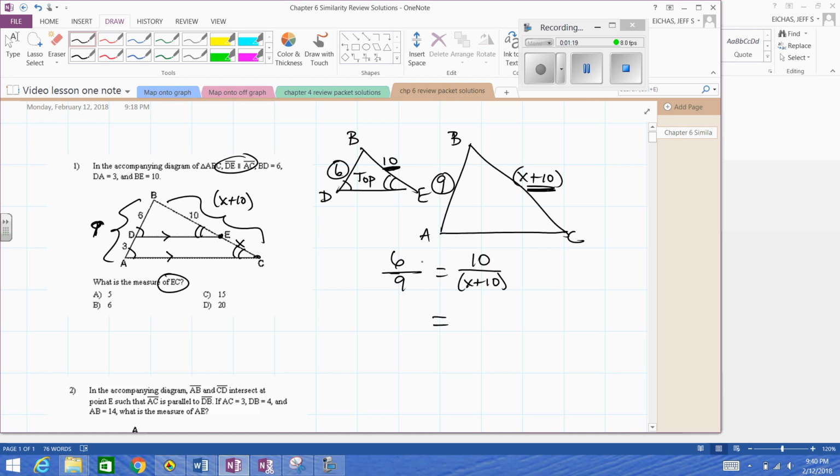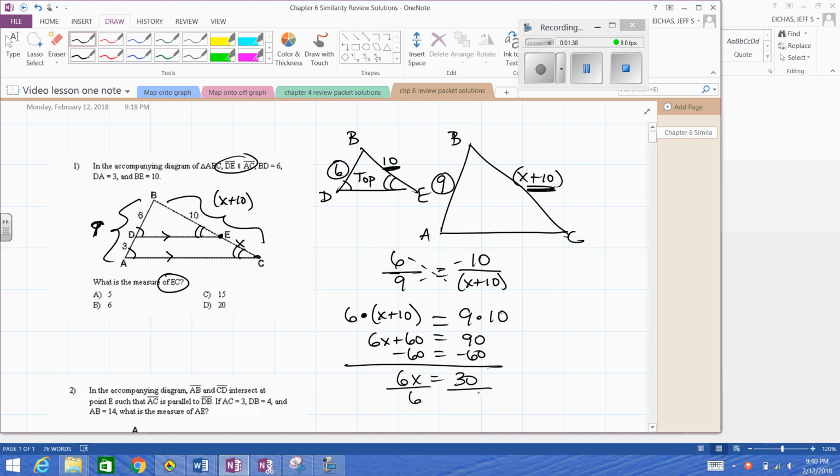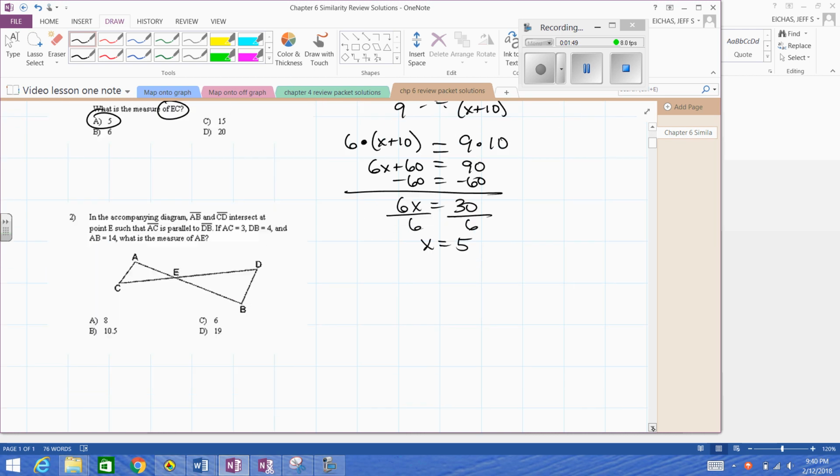Write the equal sign, and let's multiply diagonally. So cross products are equal. Distribute, and X equals 5. So E to C is 5. The whole side would be 15, but E to C by itself is 5. Okay.